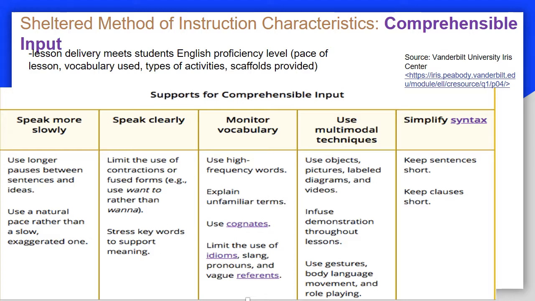So some topics that are useful scaffolds for comprehensible input include speaking more slowly, so using longer pauses between sentences, and also going at a natural pace rather than very, very slow, like a slow-mo. That will get distracting for students. So just a regular pace, but a more leisurely pace than maybe you'd use talking to a native speaker. Furthermore, you could speak clearly. You would not use things like contractions, which are hard to understand. And you would also heavily emphasize key words to show that they're very important.